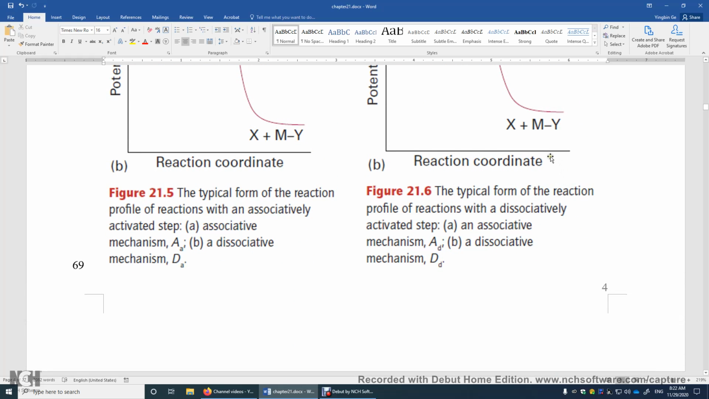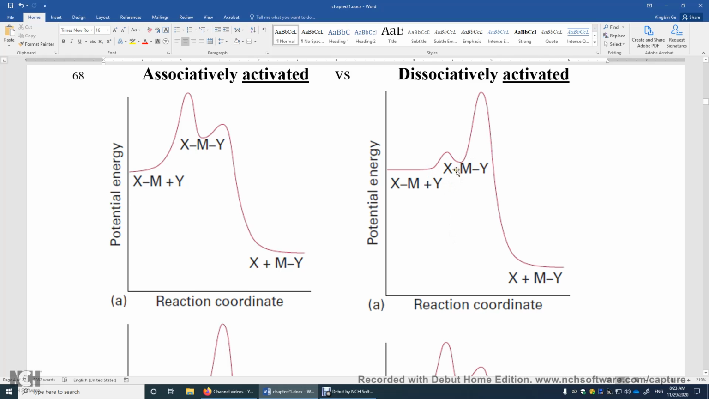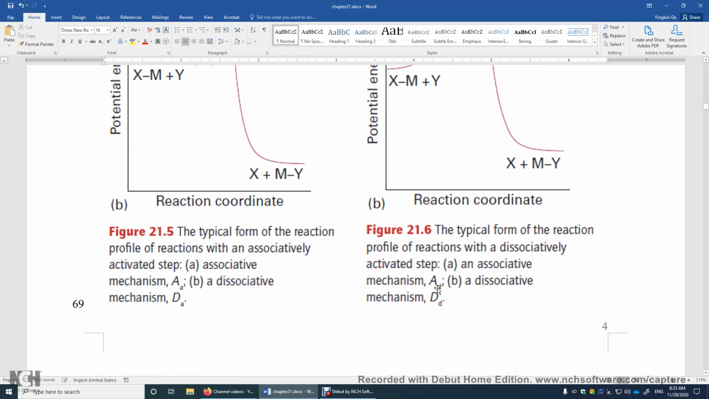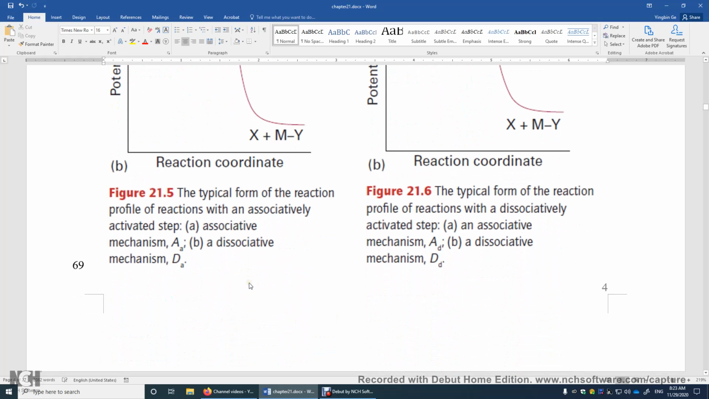Now look at this figure caption. You have associative mechanism A, dissociative mechanism D, and then you need to look at the subscripts. Okay, lowercase d and d. That means these two are dissociatively activated. All right, so this is associative mechanism, but the rate limiting step is dissociative. This is a dissociative mechanism, and if you look at this slowest step, it involves dissociation, so it's D sub D. You have A sub D and D sub D. Over here, A sub A and D sub A. Okay.